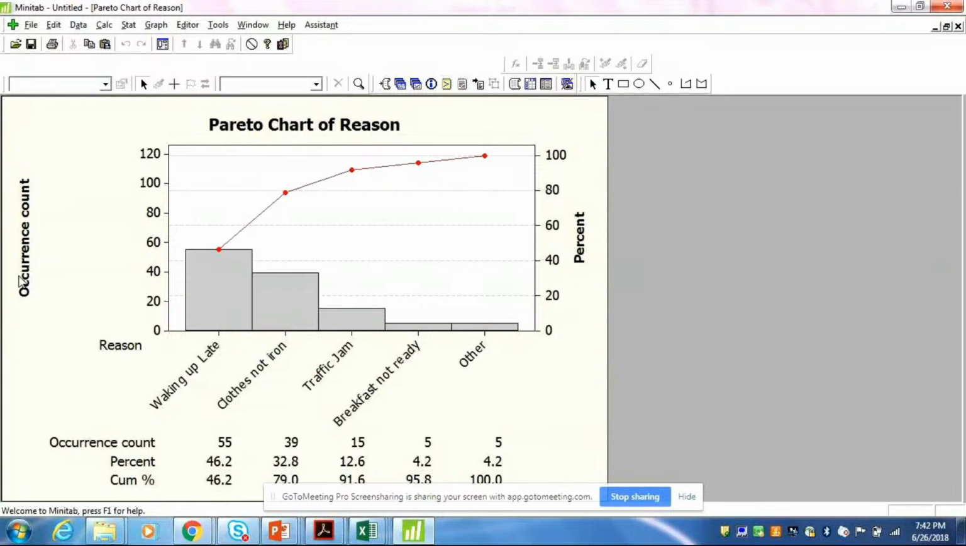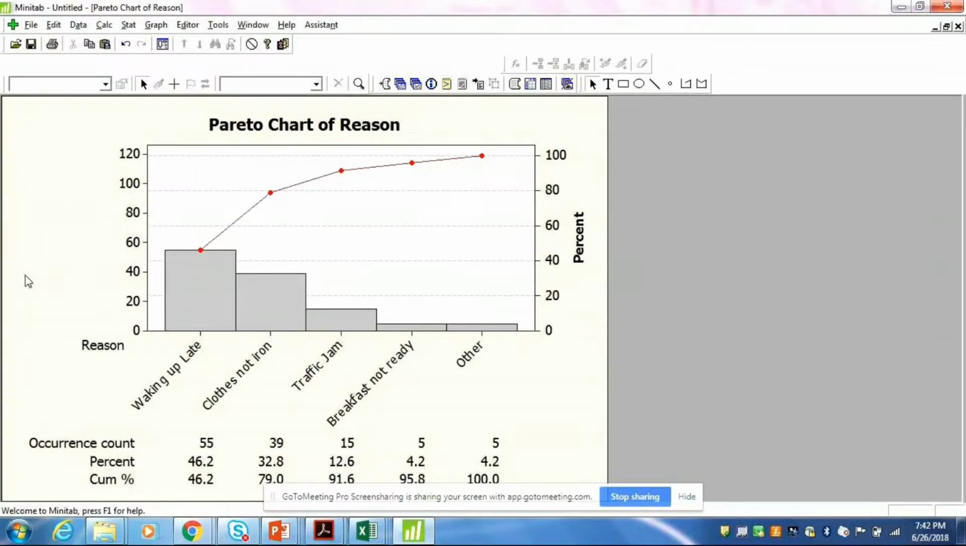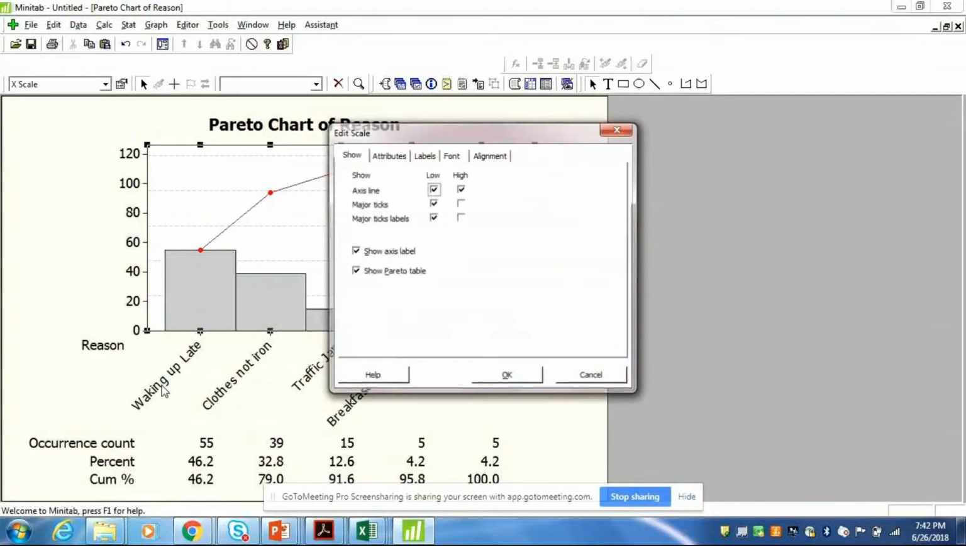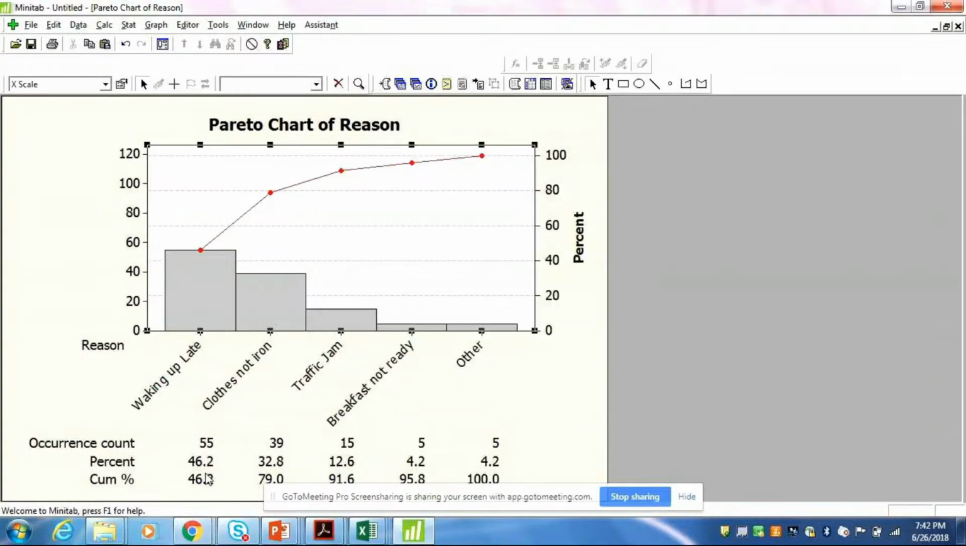Did you get the same graph? I did. Okay, so let's see what is happening here. It's a no-brainer. Waking up late was the culprit. Because I woke up late, 46% of the times I was late to office. Woke up late and clothes not ironed, both these causes contributed to me being late 79% of the times.